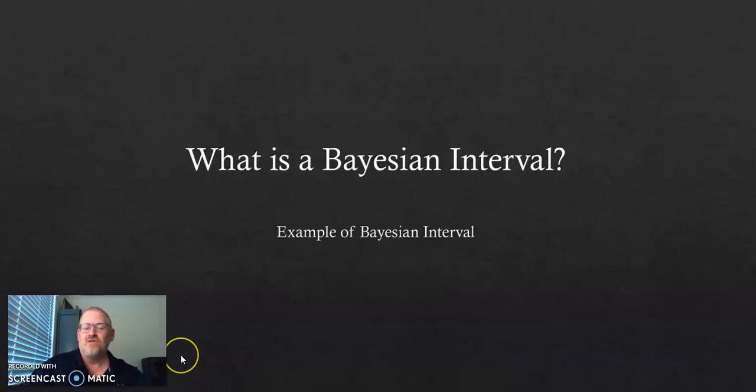And this is what is a Bayesian interval, an example of a Bayesian interval. This example is not going to have a lot of numbers in it, but I think it gets to the point of what a Bayesian interval is.